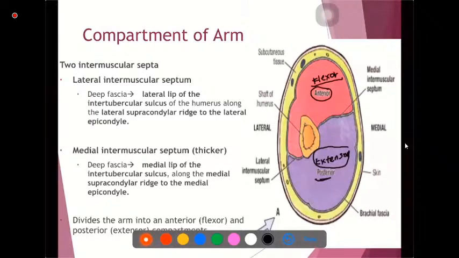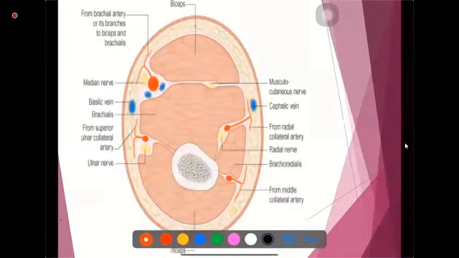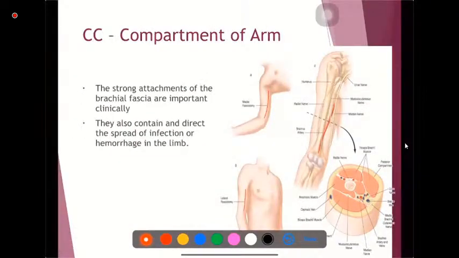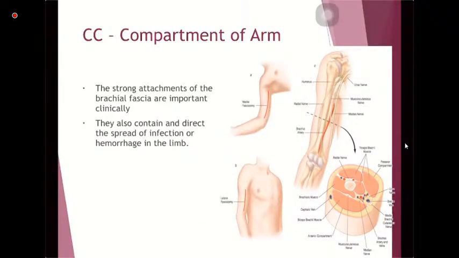So why do we have these compartments? Other than organizing your muscles neatly, it also ensures that the spread of infection, or a hemorrhage, does not go throughout the entire arm. It will be contained in one compartment, so that if you have a bleed, it doesn't bleed so profusely that it occupies the whole arm. Okay, so we've talked about compartments.